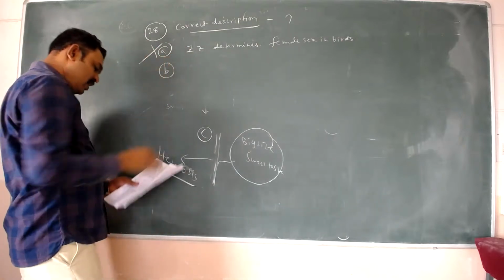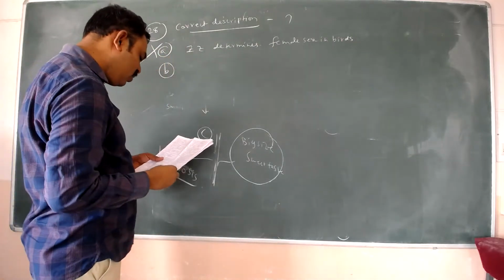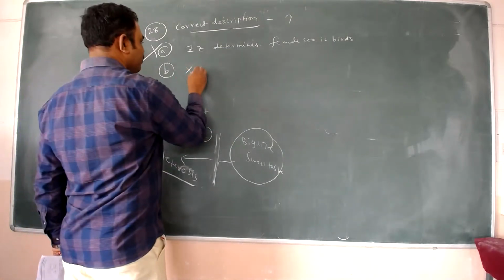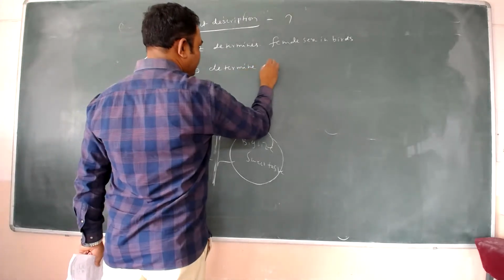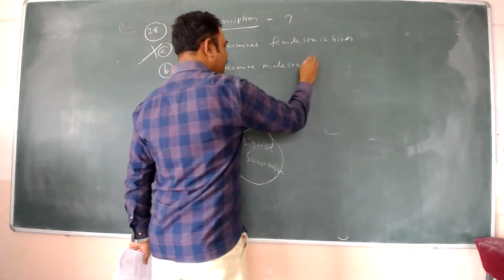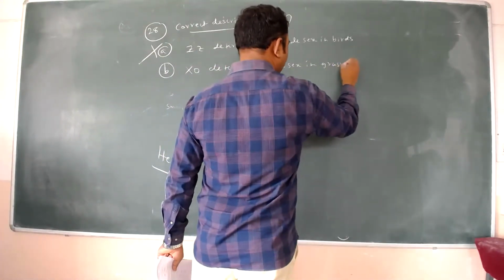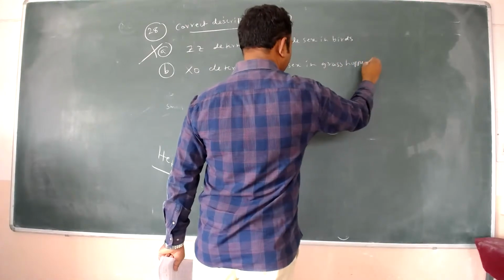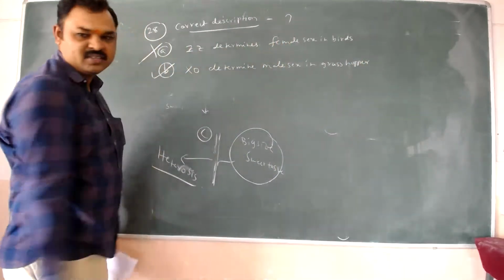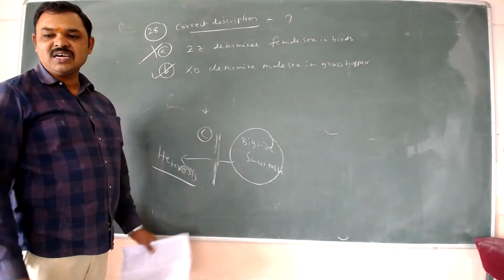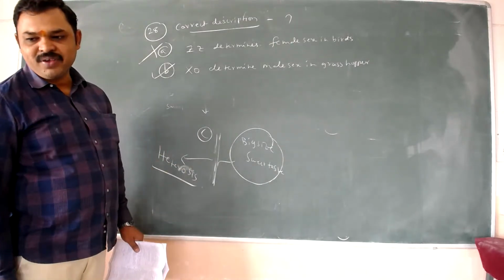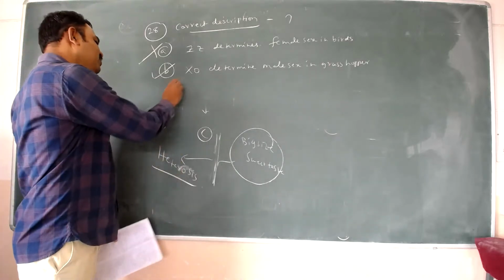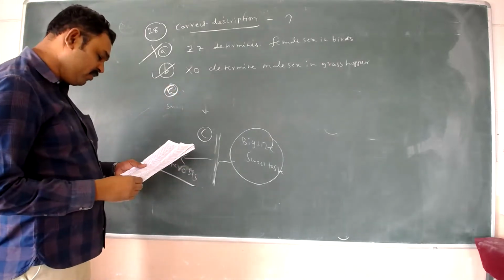Next, option B: X0 determines male sex in grasshopper. It is correct. The XX, X0 method occurs in grasshoppers. X0 is the male, XX is female. So this is correct.